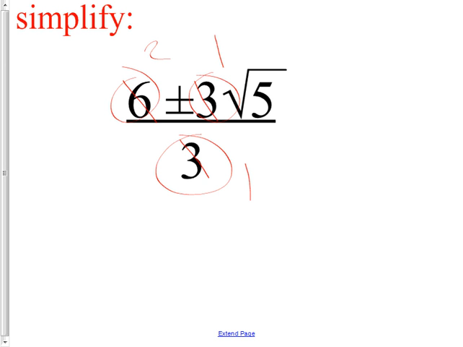And do I really need to divide by 1? No. 2 plus or minus. And do I need the 1 root 5? No, just root 5. Get that?